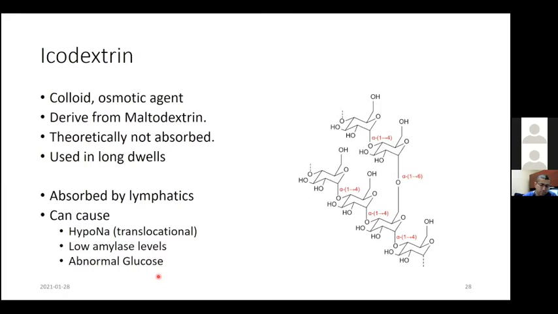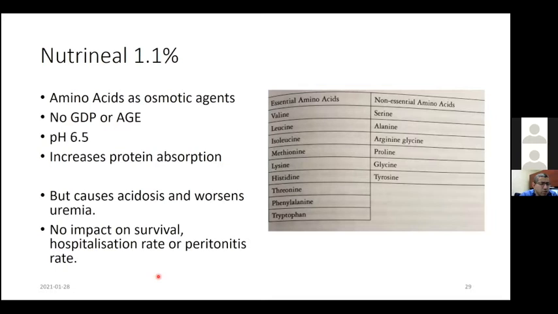Okay, coming to something which can give some nutrition to the patient. This came along as Nutrineal. Instead of using glucose, let's try to use amino acids. Twofold advantages: it will act as an osmotic force, but also, instead of glucose getting absorbed, the patient gets amino acids absorbed. That was the whole idea of using Nutrineal.